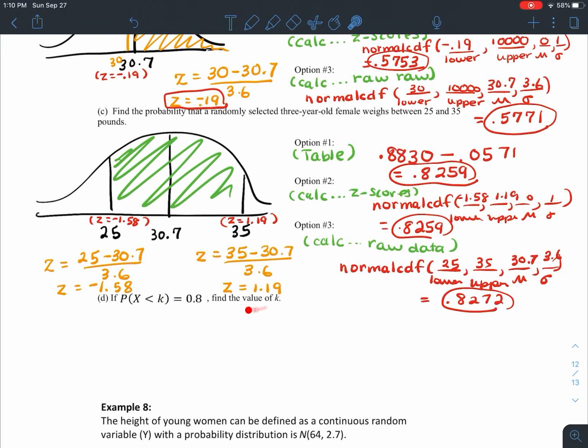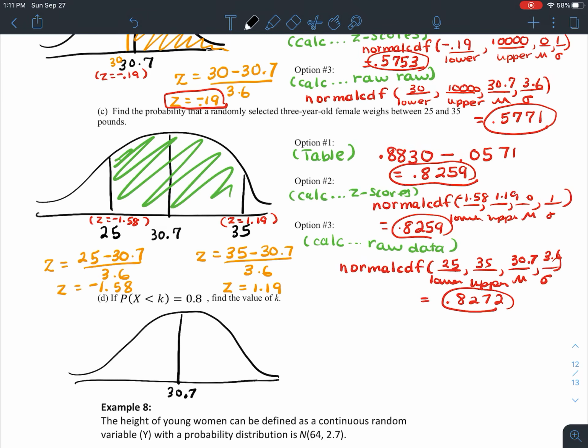Okay, part D on this, we're looking for what's the probability that a randomly selected 3-year-old girl, that's what X represents, would weigh less than K. Okay, and we're trying to figure out what would be the value, less than a number where 80% of 3-year-old girls' weights are below that particular girl's weight.